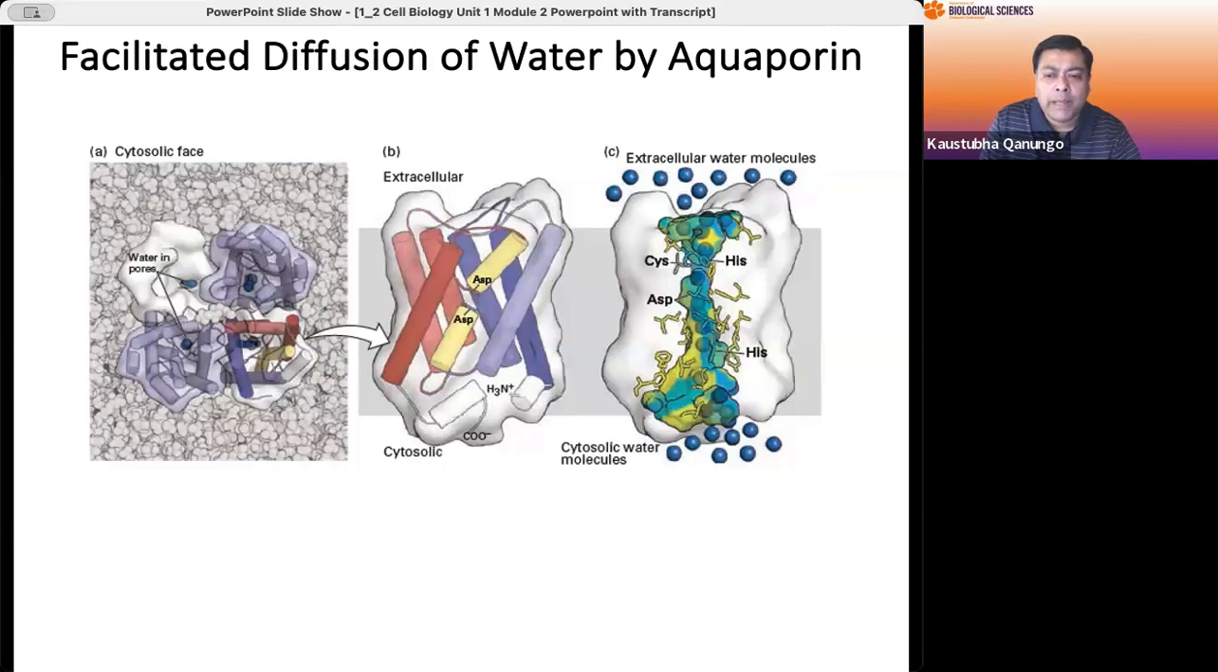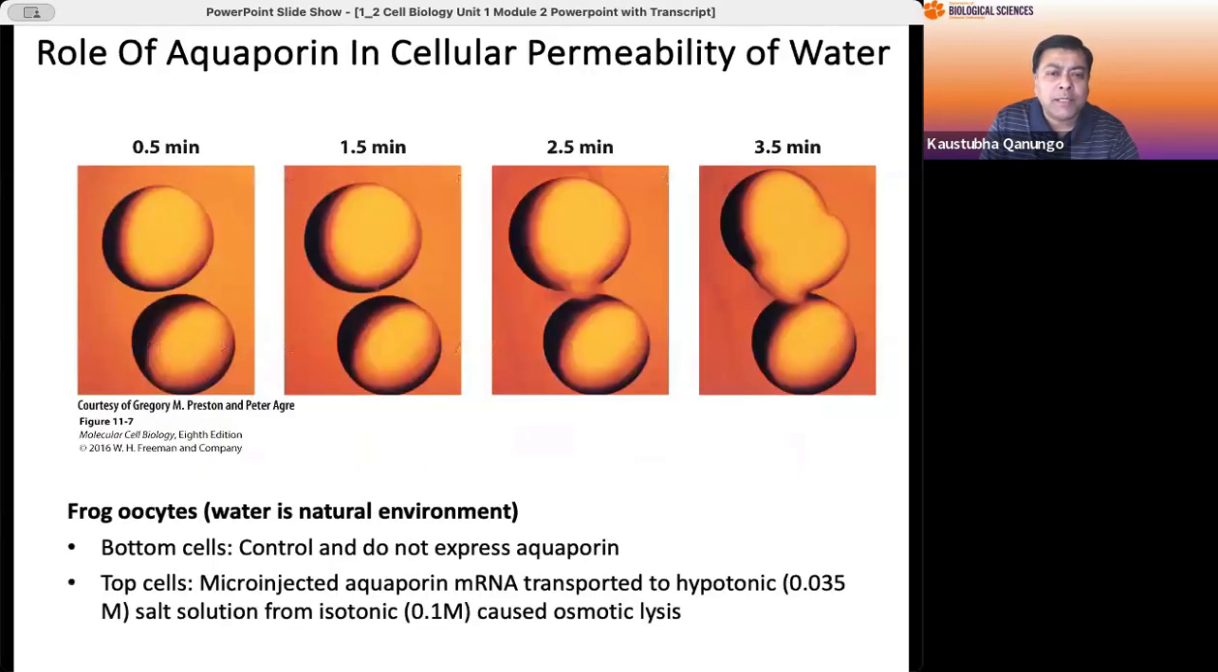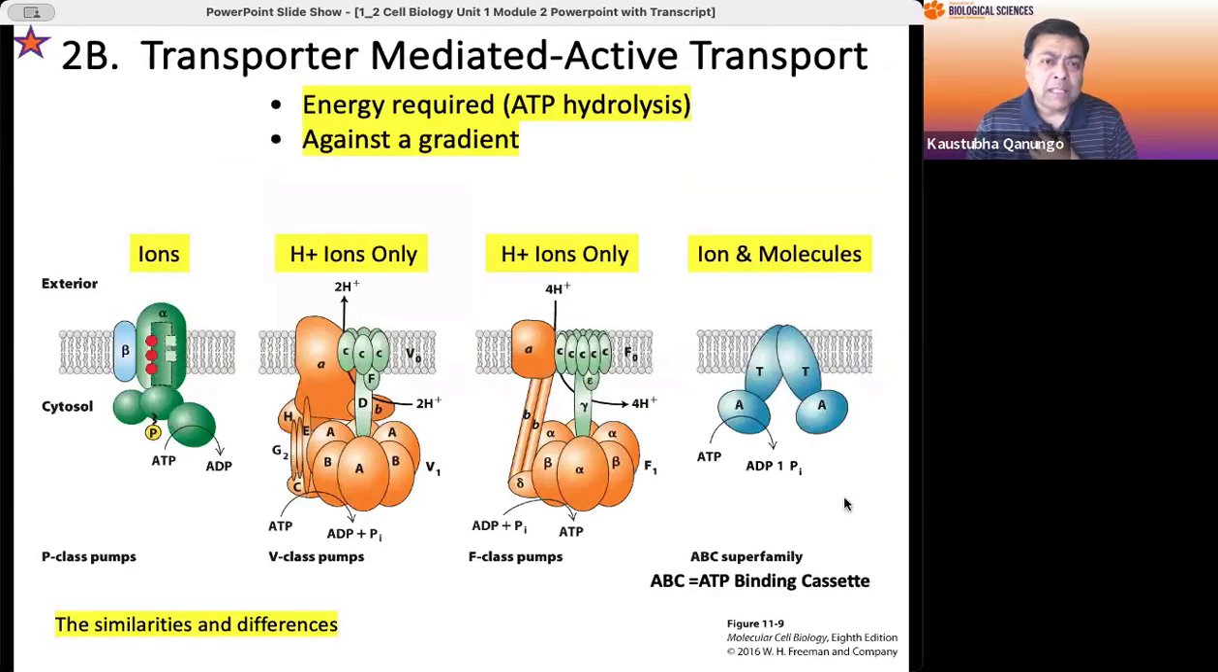Facilitated diffusion, water by aquaporin. These are all descriptive parts. There is the role of aquaporin in cellular permeability. Here you have some oocytes, which don't express any aquaporin. All these oocytes are left in the water, a natural environment, and they do not burst. And why? Because there is no aquaporin on their plasma membrane. But in this experiment, if you inject the aquaporin mRNA and they express the aquaporin, they will gradually burst. So that's the experiment. Then we are going into active transport, which will require energy, ATP hydrolysis.